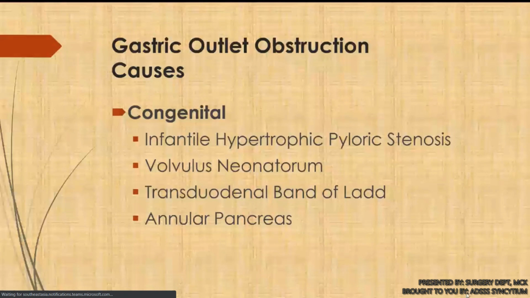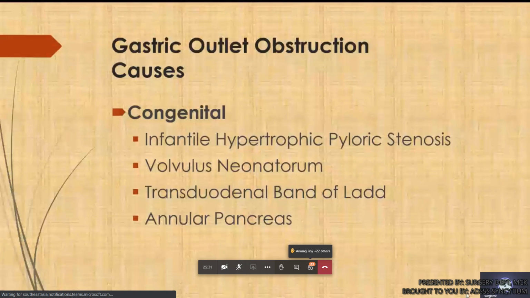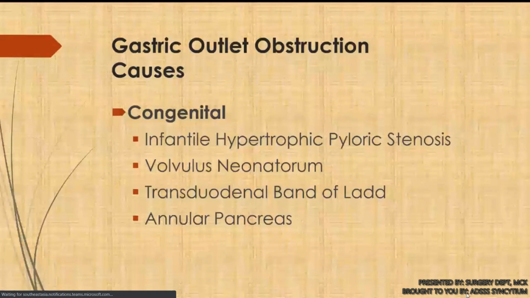It is a 270-degree rotation. If the rotation stops short, then there is a chance of volvulus. In that case, the cecum lies in the upper abdomen on the right side, and volvulus of the midgut occurs. The rotation of the midgut occurs. So it is one condition which can give rise to gastric outlet obstruction.